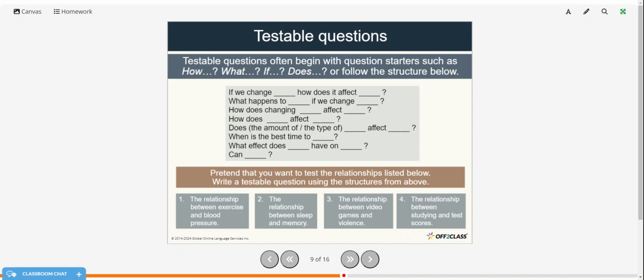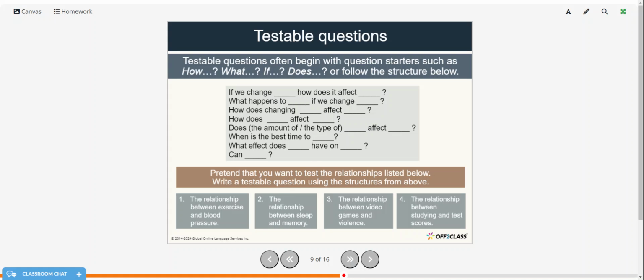Now, testable questions often begin with question starters such as how, what, if, does, or follow the structure below. So if we change X, how does it affect Y? What happens to X if we change Y? How does changing X affect Y? How does X affect Y? Does the amount or type of X affect Y? What is the best time to X? What effect does X have on Y?